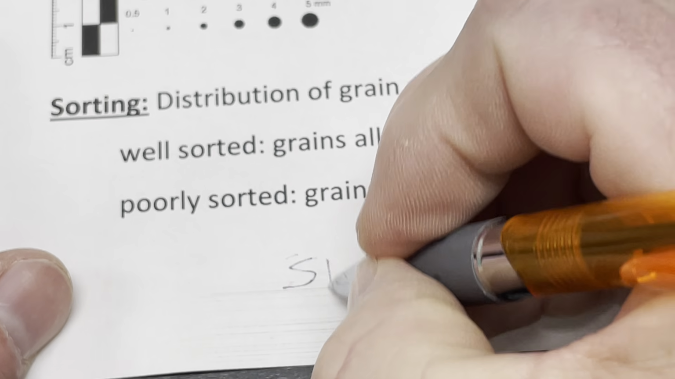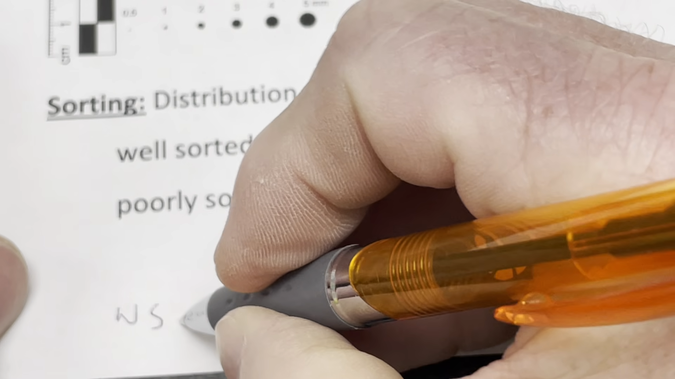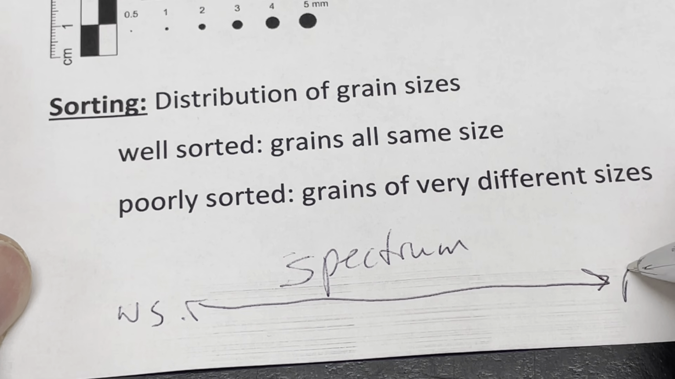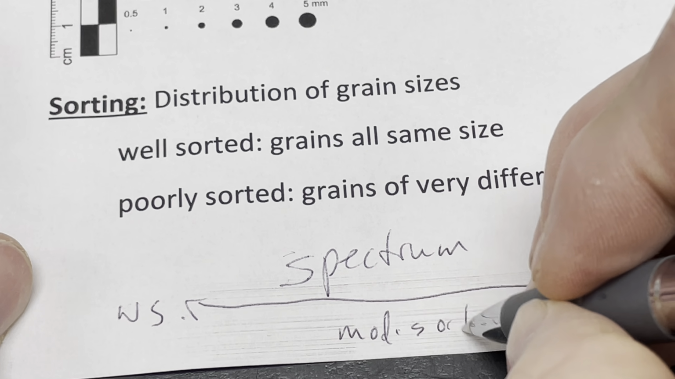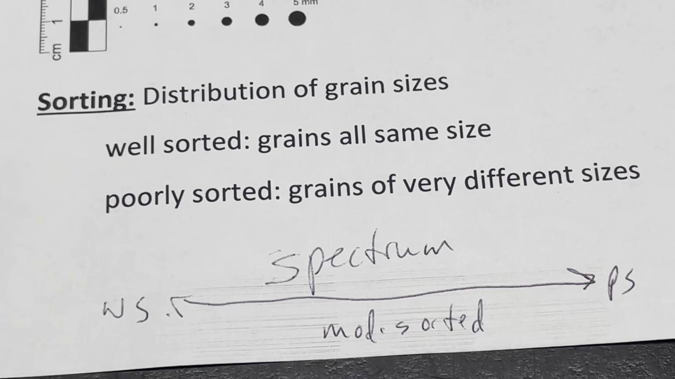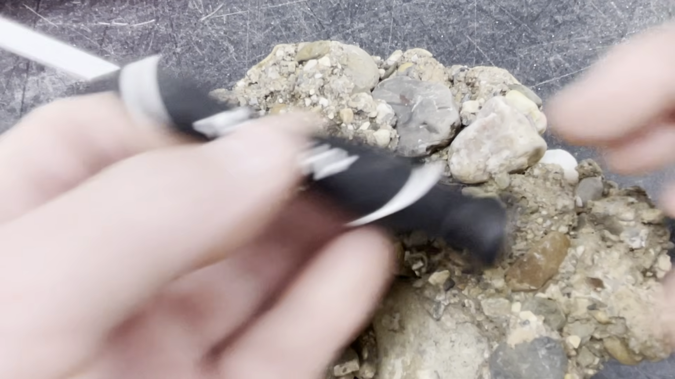Realize that this is a spectrum, okay? So this is actually a spectrum that goes from well sorted on one end over here to poorly sorted. Okay, so you might end up with something in the middle that's kind of moderately sorted, that sort of thing. And let me just show you a couple rocks here to illustrate this a bit. So here's an example of a poorly sorted rock.